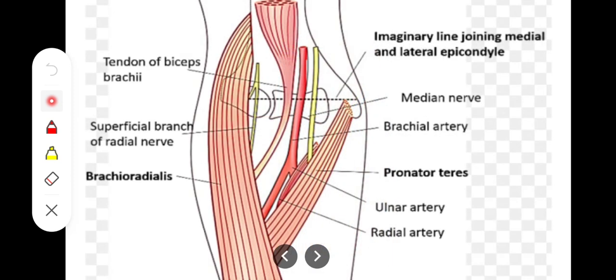And then there are certain contents or certain structures which are present in the fossa, in this depression. So these are, from medially to laterally, the median nerve, the brachial artery which later divides into its radial and ulnar branches. Then there is the bicipital aponeurosis as well as the tendon of biceps, present still medial, still laterally. And then the lateral most content is the superficial branch of the radial nerve, right? So from medial to lateral these are the structures present in the fossa making the content. So these are the four contents of the cubital fossa present in front of the elbow joint.